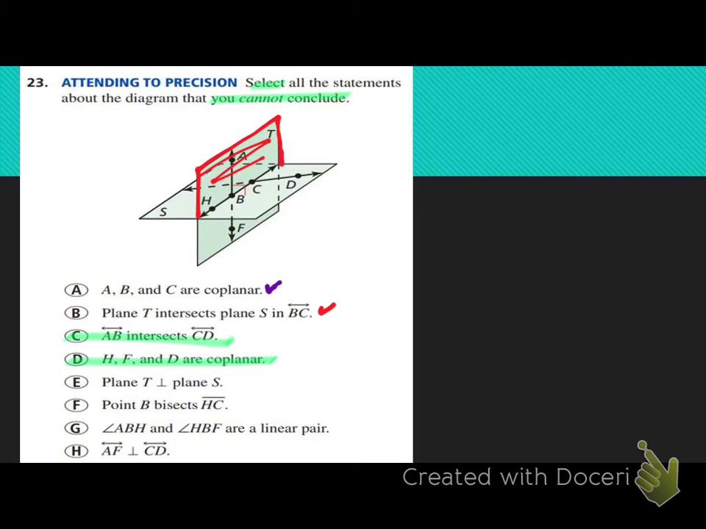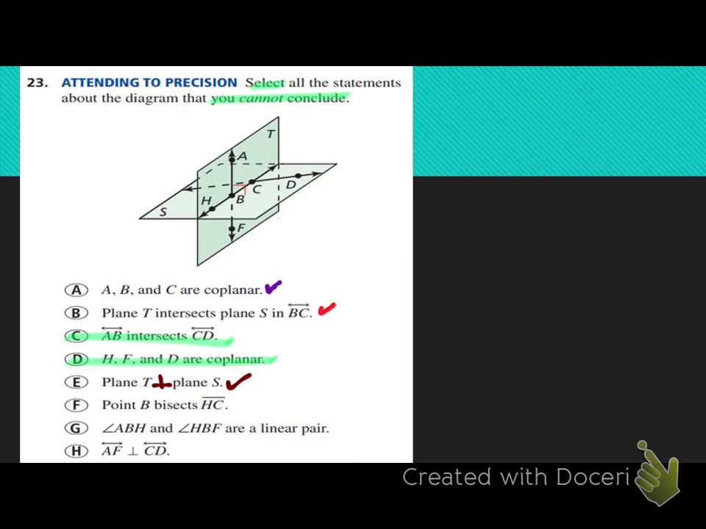Plane T, which is the one that goes up and down, and plane S, which goes side to side. And then it says that symbol. What's that symbol mean again? Are perpendicular. So I only see one right angle, and it's right here. Does it touch both plane T and plane S? Yes, it touches plane T here, and it touches plane S here. So this one is a yes. We leave it alone because we can conclude that they are perpendicular.